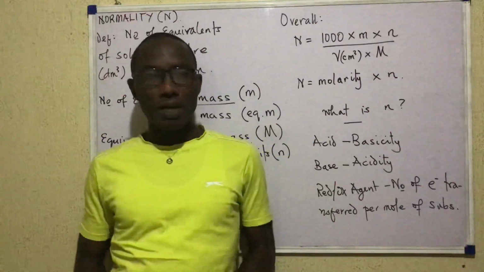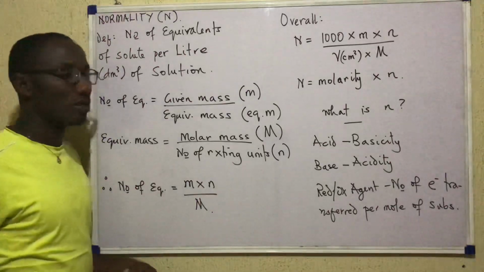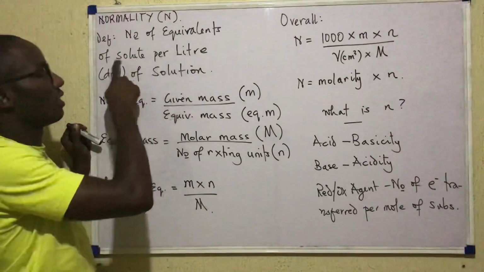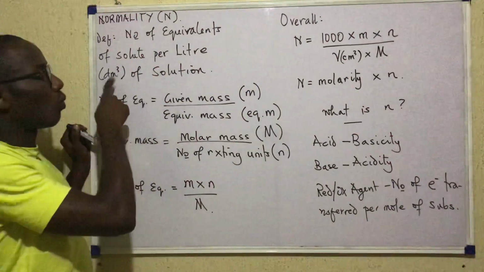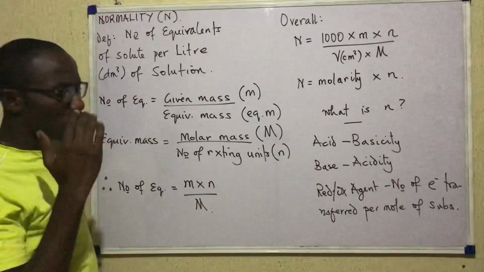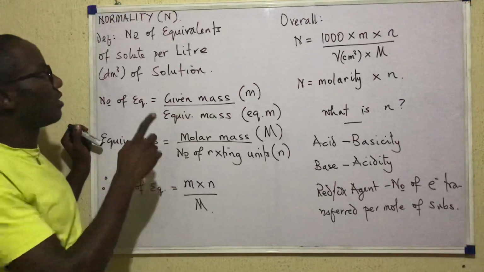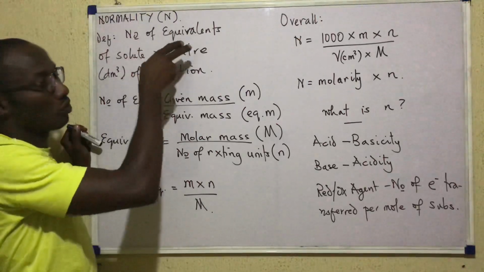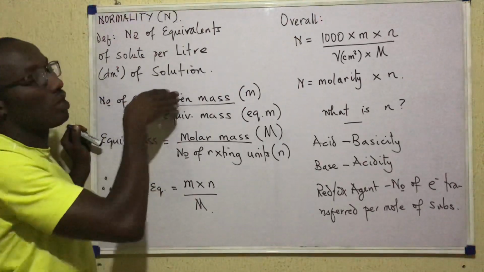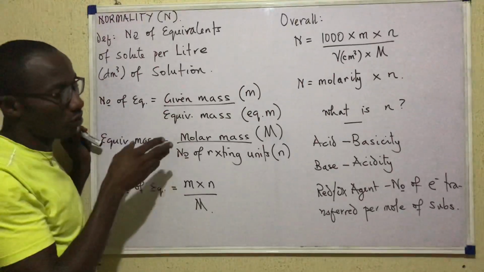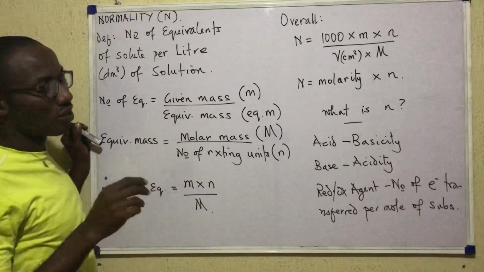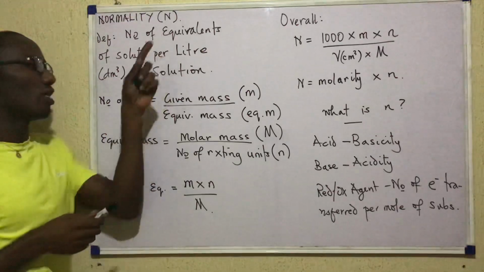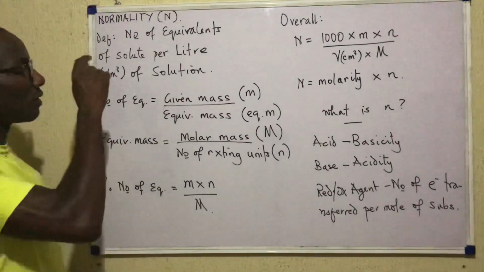But this time, for normality, there's a definition for it. We say that the normality of a solution is the number of equivalents of solutes present in 1 liter of solution. If you'd remember what we said for molarity, we said it is the number of moles of solute present in 1 liter of solution. Number of moles of solute per liter of solution. So in this case, it's not number of moles, it's number of equivalents. So number of equivalents is what we are going to talk about under normality.